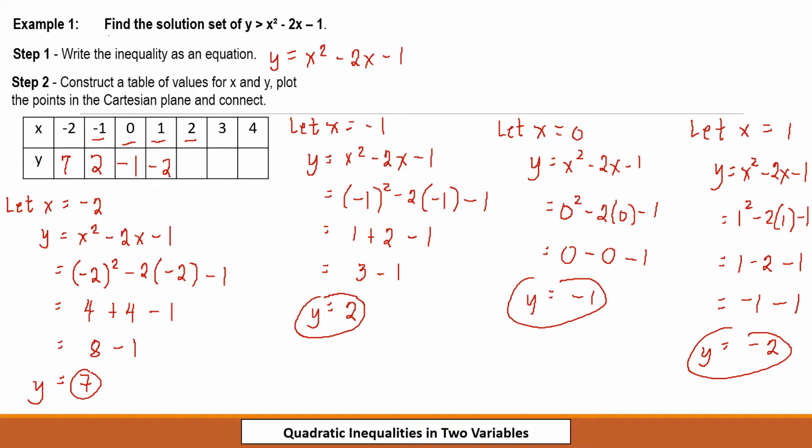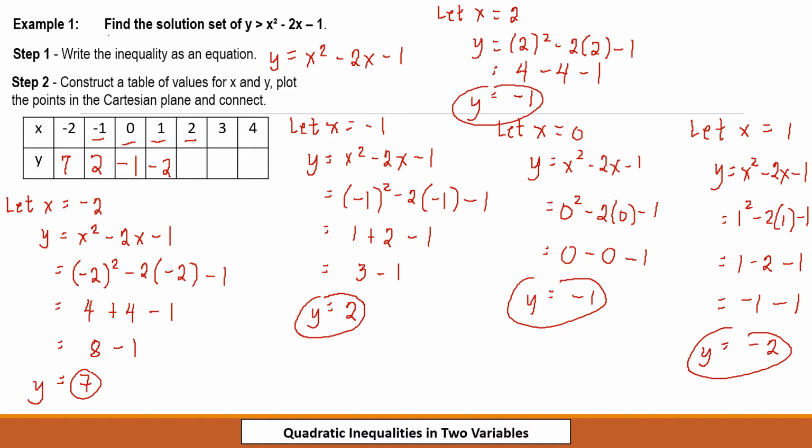Next, if x is equal to 2, so let x be equal to 2. So we have y is equal to 2 squared minus 2 times 2 minus 1. We have 4 minus 4 minus 1. 4 minus 4 is 0, minus 1, that will give us negative 1.